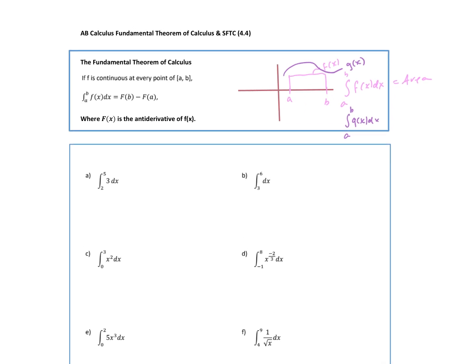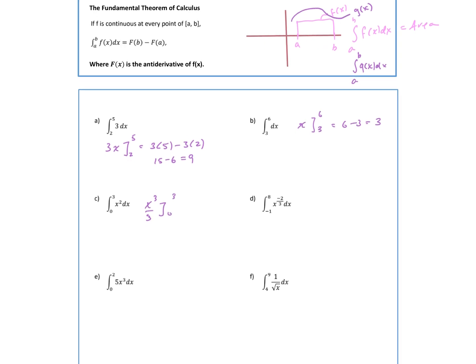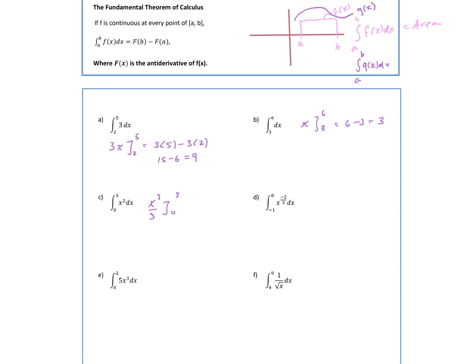So this would give us 3x, and then we're going to go from 2 to 5. So it's going to be 3 times 5, minus 3 times 2. So you get 15 minus 6, which is 9. This one is 1 dx. So when I integrate 1, I just get x, going from 3 to 6. So it'll be 6 minus 3, which is 3. For this one, we've got x cubed over 3, and again, we're going to go from 0 to 3. 3 cubed is 27, divided by 3 is 9. So 9 minus 0, which is 9.